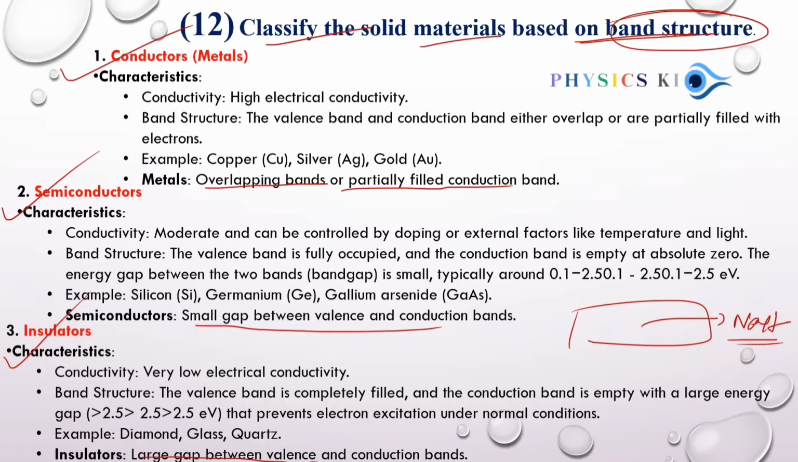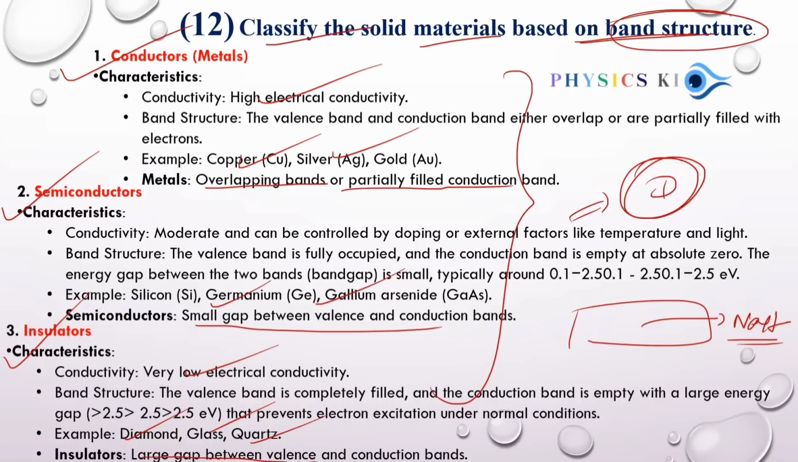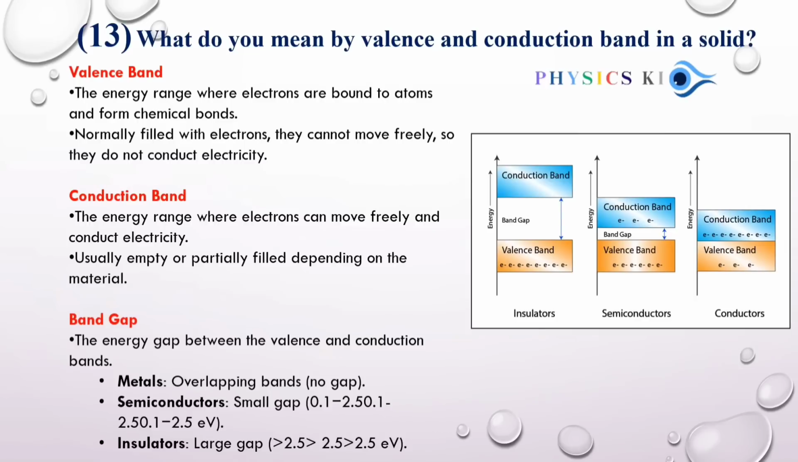So first of all, let's go with the conductor. A conductor has high electrical conductivity, like copper or silver. A semiconductor has moderate conductivity, low compared to a conductor and high compared to an insulator, like silicon and germanium. An insulator has very low electrical conductivity, like diamond, glass or quartz. In this answer, the diagram is very important, and the diagram is this one. That's why I put a diagram here.